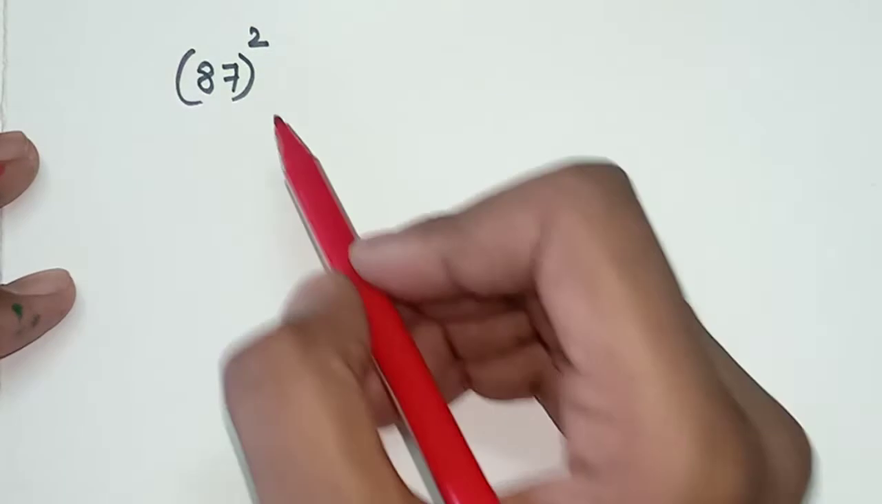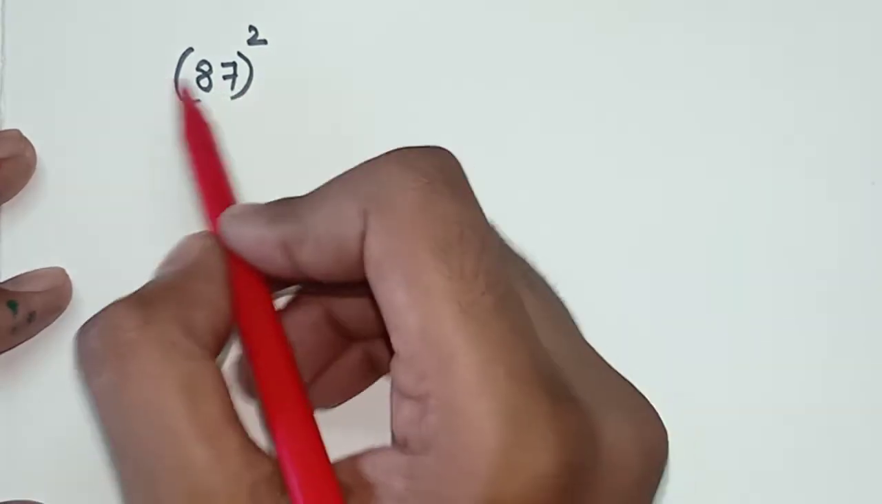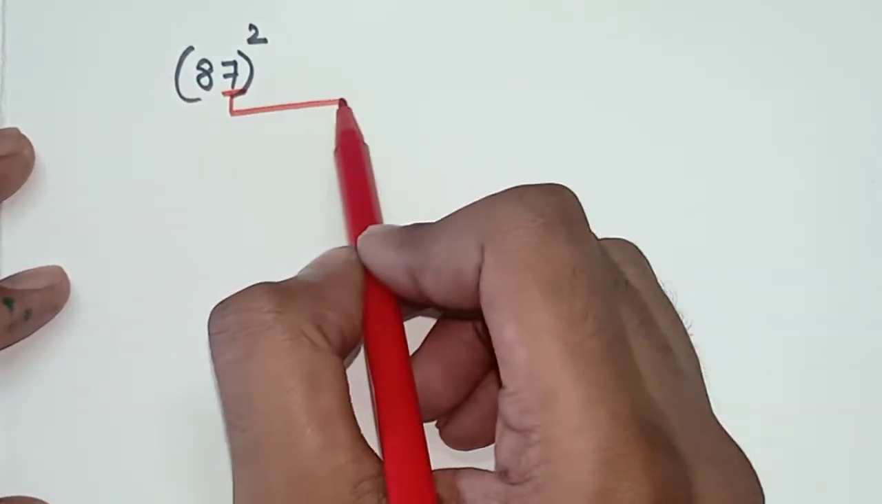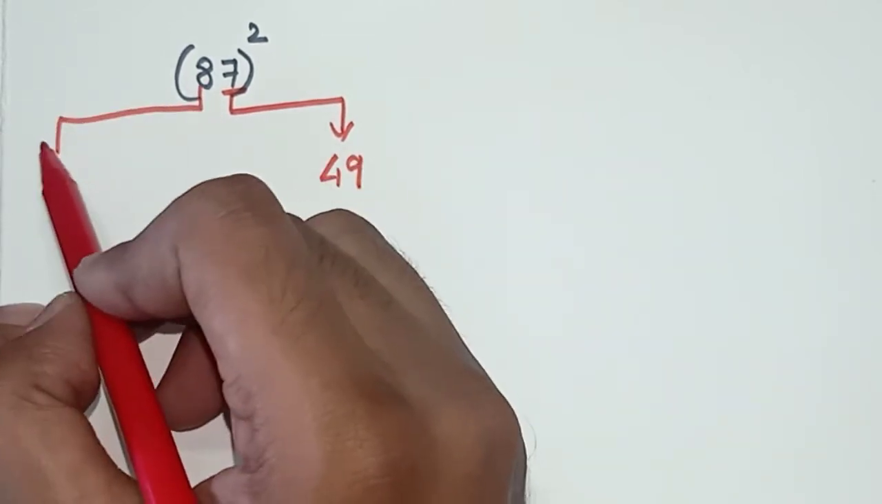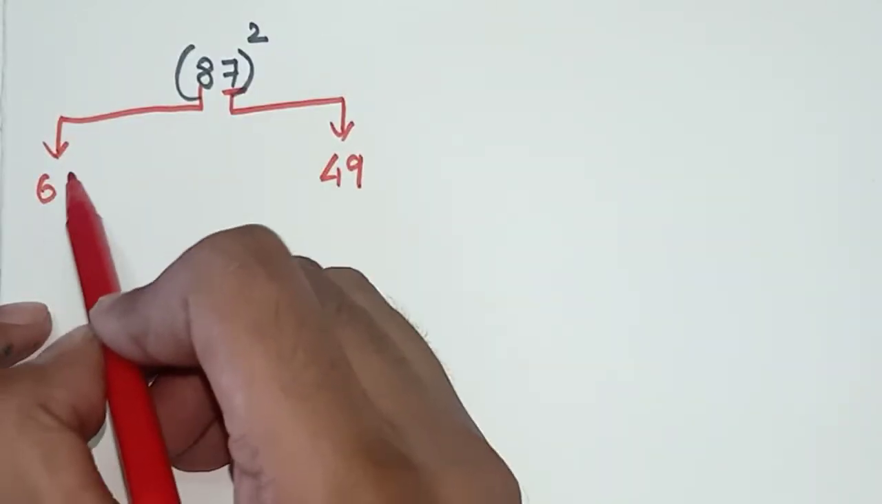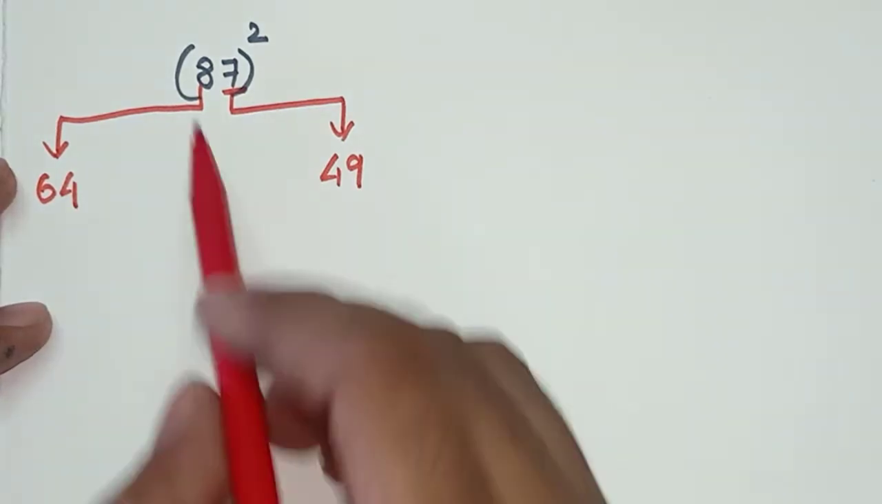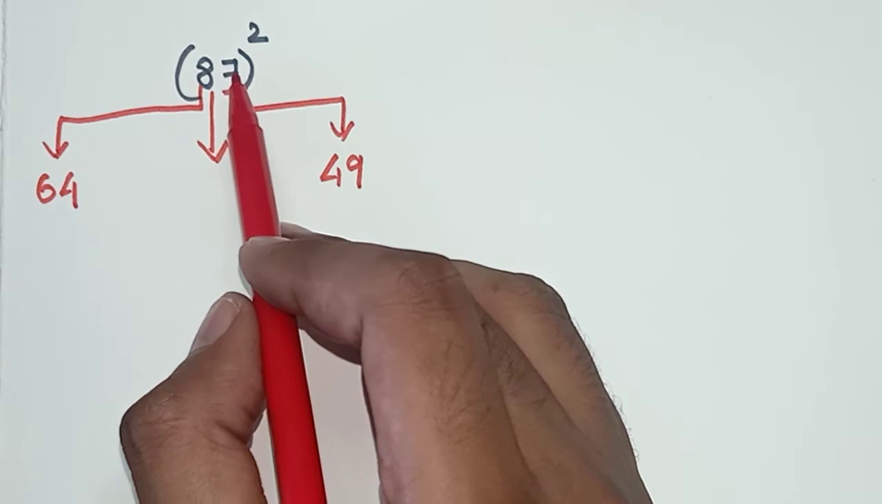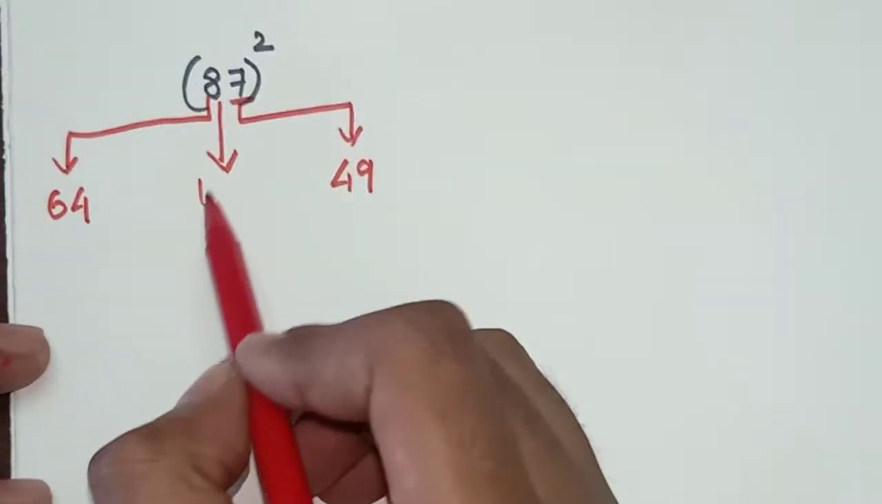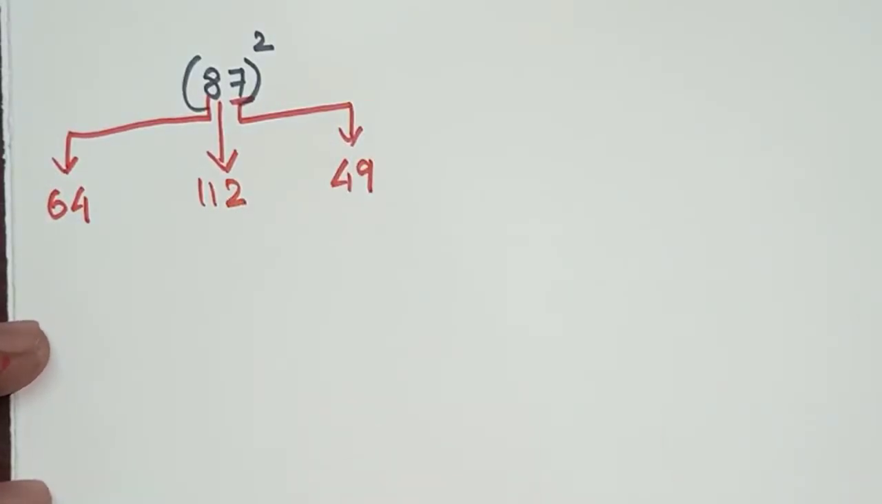So in this method you have to start with almost the same digits. First 7, so the square of 7 is 49. Then you have 8, square of 8 is 64. Now in between also the same thing, 7 8s are 56 and the double of 56 is 112. So write 112 and finally you go with the answer like this.